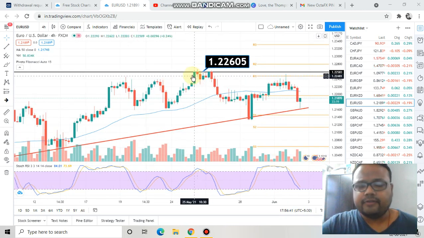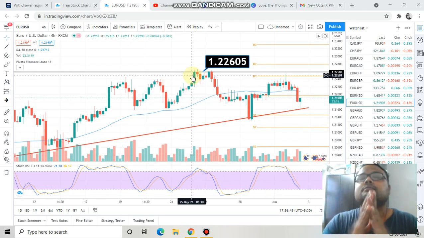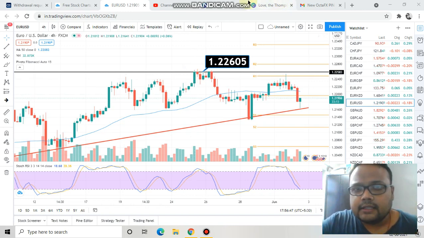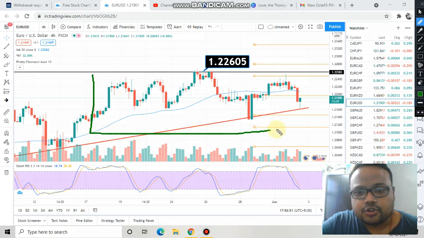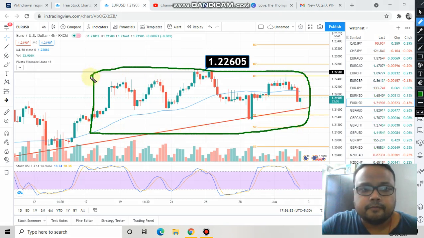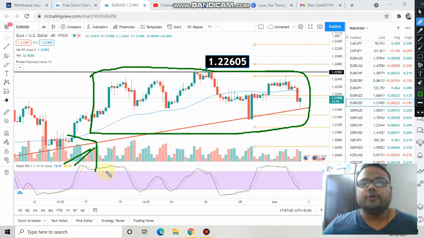If I tell you to keep aside the uptrend part, just forget about it and concentrate on this particular portion. What do you think? Do you still think the market is in an uptrend? No, the market is not in an uptrend. Rather, the market is in a range right now.